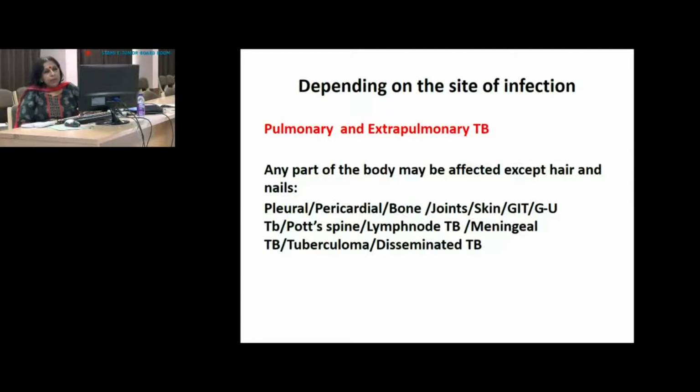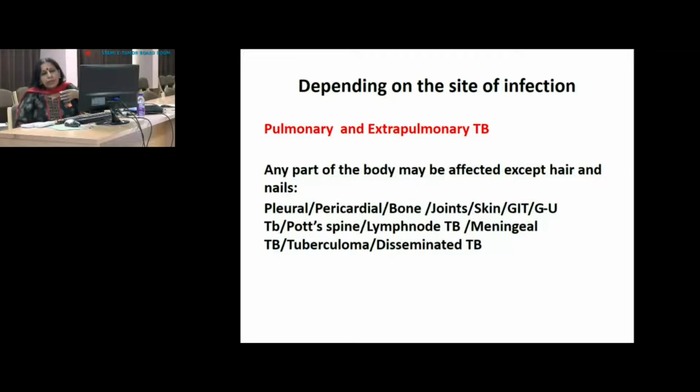There can be pleural TB, means the pleural covering of the lungs. So when the parenchyma is affected, it is pulmonary TB. When there is pleural effusion, then it is pleural TB, which is extrapulmonary. It's not called pulmonary. There can be pericardial involvement, bone, joints, skin, GIT, genitourinary tract. There can be TB in the spine, which is known as pot spine. There can be TB in the lymph nodes. These lymph nodes can be cervical, axillary, inguinal, intra-abdominal, mediastinal, anywhere in the body.